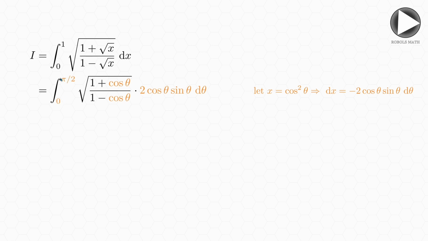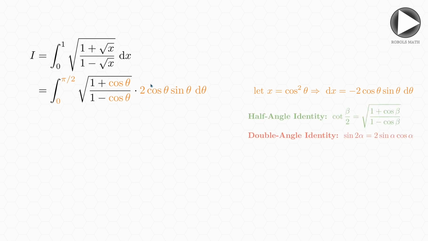But then again, we have a negative sign on the differential element, so we can just cancel that out and switch the order of integration from 0 to pi over 2. Then for the rest, we substitute again x equals cosine squared theta, so square root of x is cosine theta. This becomes the square root of 1 plus cosine theta all over 1 minus cosine theta, times the differential element, which is 2 cosine theta sine theta. As I mentioned earlier, the radical expression is related to the tangent identity.